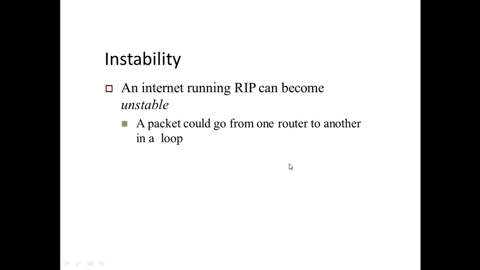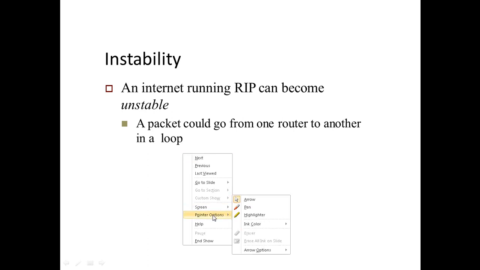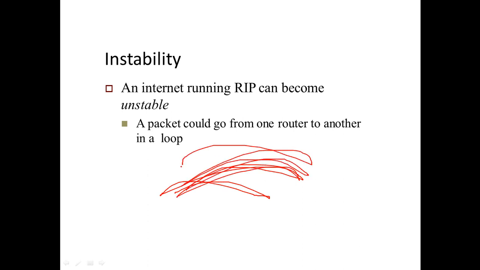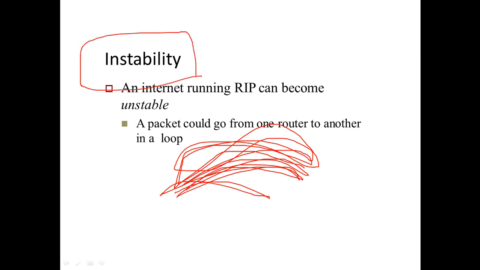Now, what is instability? Instability is a phenomenon where a protocol or internet running it can become unstable. A packet could go from one router to another router in a loop. It will continuously keep bouncing back and forth between two routers. So it will cause instability, or you can call it congestion or network overhead. You can also call it load. You are just increasing the load, hence you are causing instability in your network.